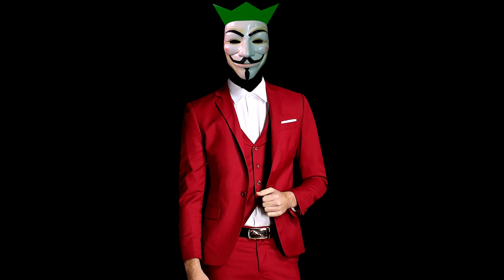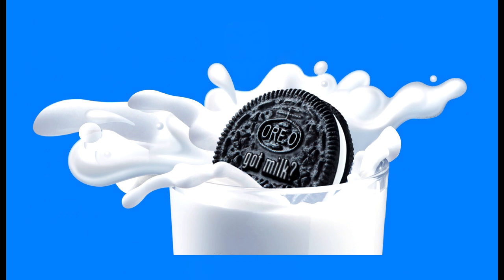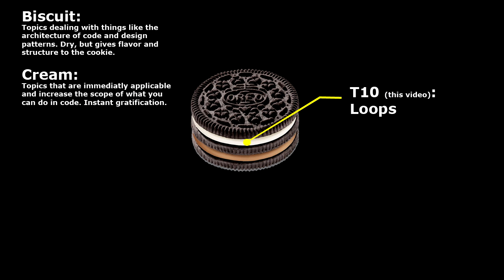We're going on what I like to call the Oreo cookie system, biscuits and cream. For those of you who live in weird places that don't have Oreos, I feel sorry for you. They look like this and they are fucking delicious with milk. So today's topic is loops. This is going to give us instant gratification and increase what we can do. That's sweet, sweet cream. Immediately useful.